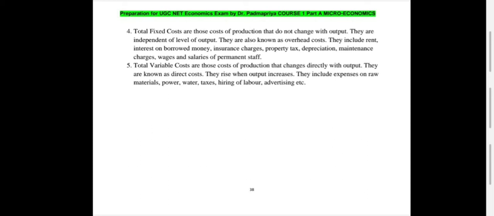And then we have total variable costs, which are costs which change according to output. They're known as direct costs. They rise when output increases. They include expenses on raw materials, power, water, taxes, hiring of labor, and advertising.